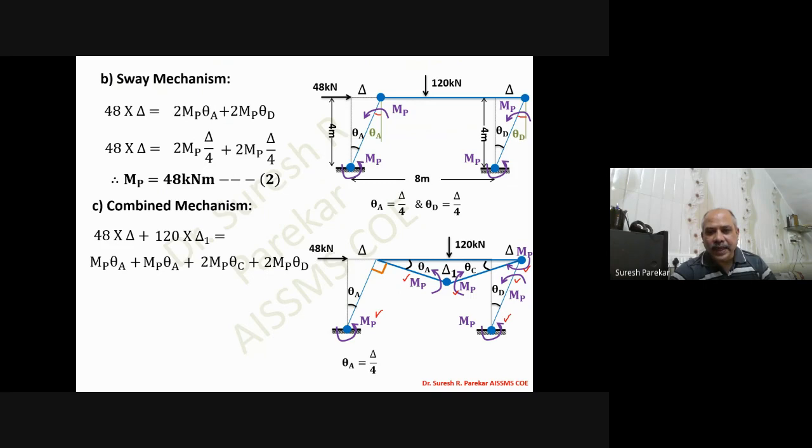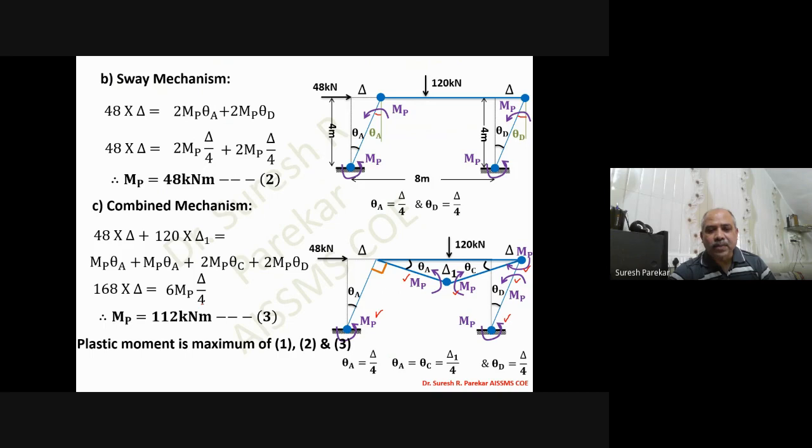And now we know theta A is delta by 4. Then theta A equals theta C, which is delta 1 by 4. And if we relate this, theta D is also delta by 4. So we have 168 into delta, because delta and delta 1 are the same, since theta A is delta by 4 and theta A is delta 1 by 4. So automatically my value of delta is equal to delta 1. Substituting this value, as theta A, theta C and theta D are the same, we will have 1, 2, 2, 4 and 2, 6. So 6 mp delta by 4. And from this we get the value of mp as 112 kilonewton meter.